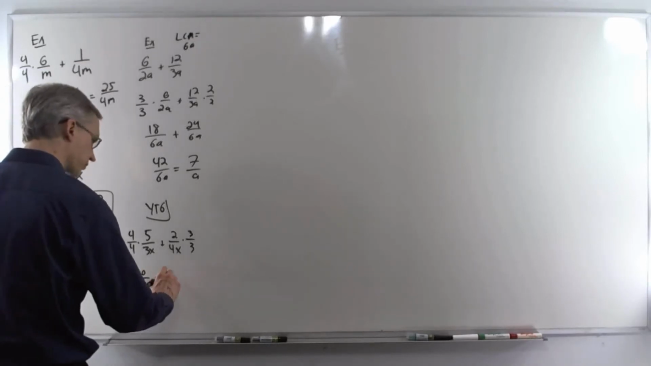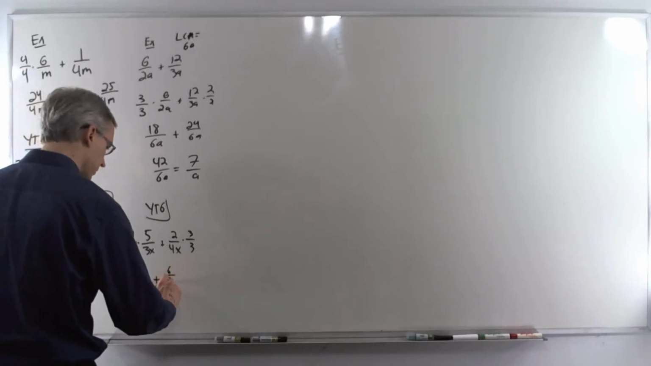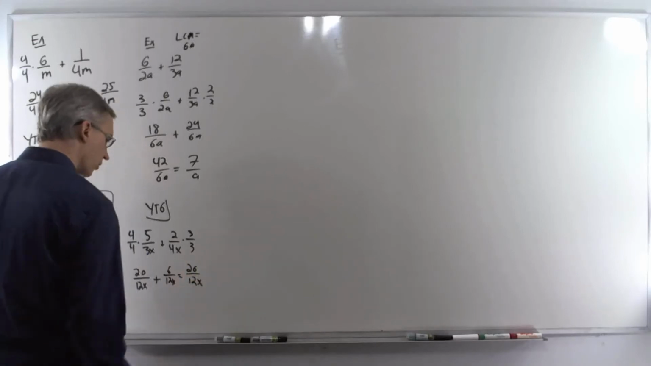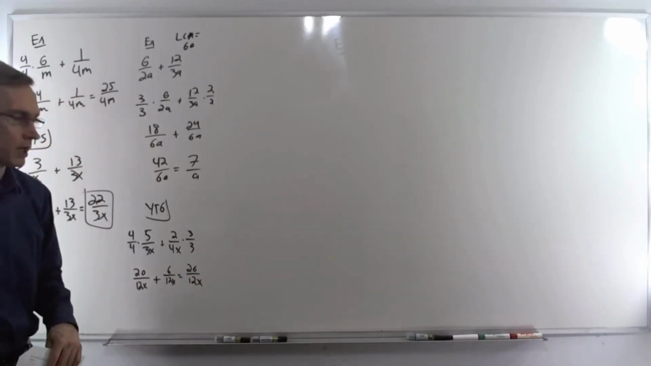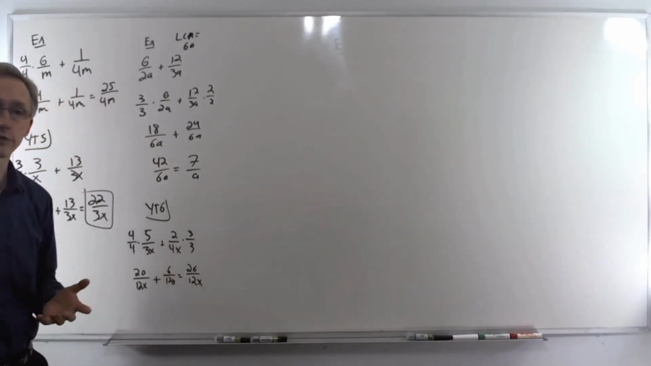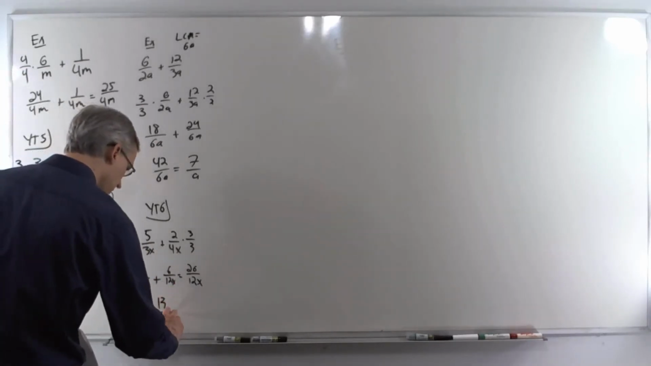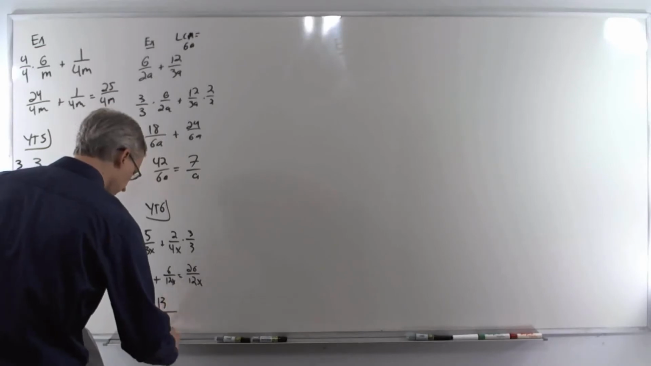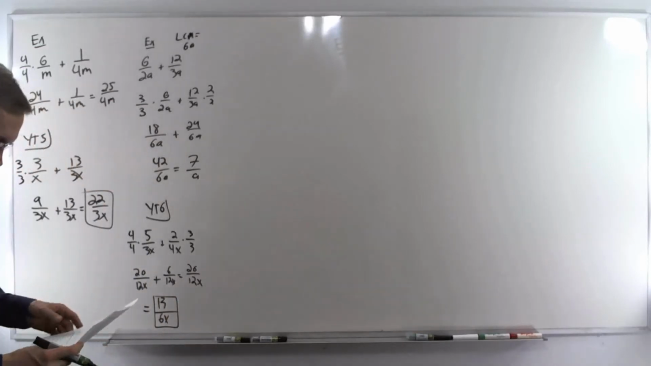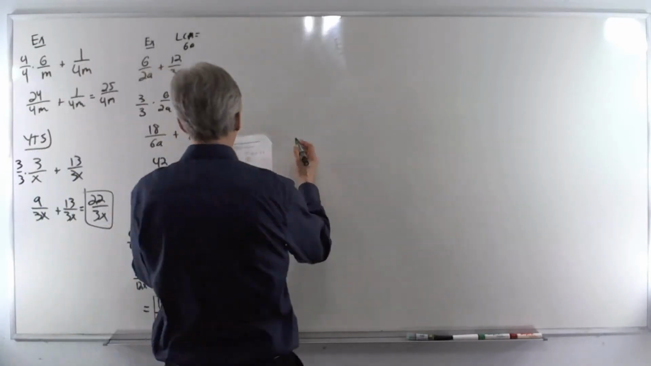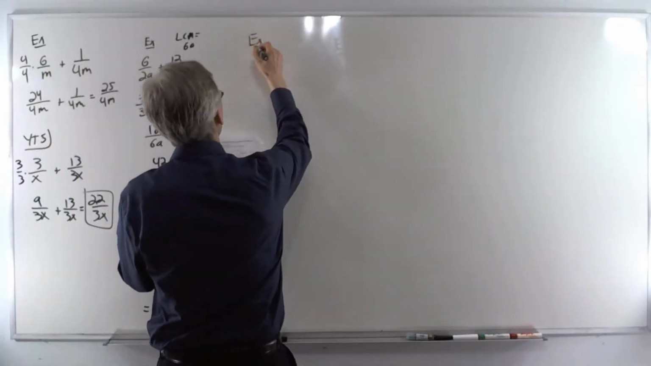So that gives us 20 over 12x plus 6 over 12x, or 26 over 12x. Now 26 and 12 have a common factor of 2, so we'll divide the top and bottom by 2 to get 13 over 6x. Let's look at some denominators with a few more variables in them.